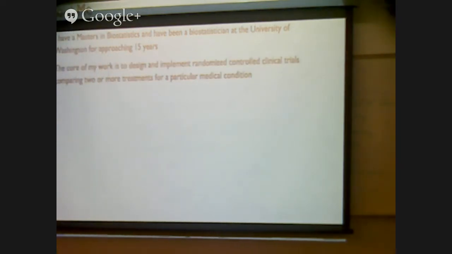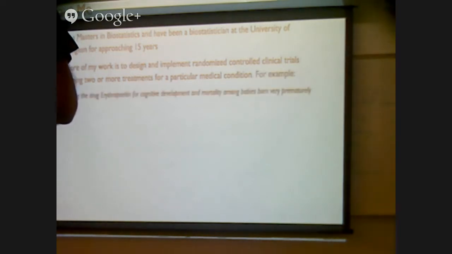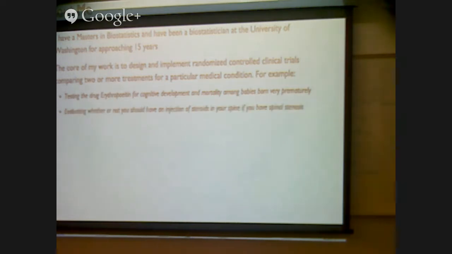The core of what I do in my day job is I design and implement randomized controlled clinical trials. So we'll compare two or more treatments, and here are some examples. So basically, testing a drug called EPO. This is a drug that Lance Armstrong got busted with. We're giving really high doses to really premature babies to see if that helps them live, helps them have better cognitive development later in life.